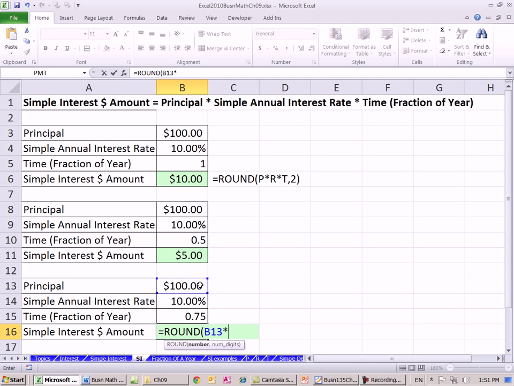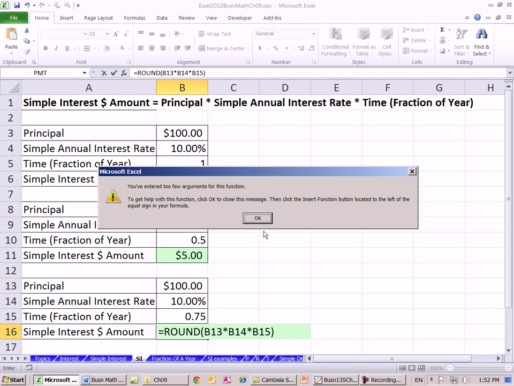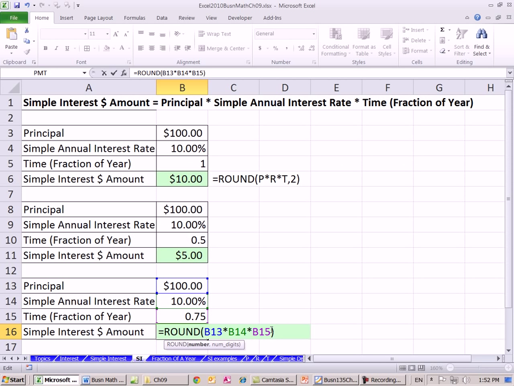Principal times rate times time. Time is always given as a fraction of a year. And then enter. Whoops. Luckily, that was being polite. What did I forget? Oh, I forgot to do comma and tell it which position to round it to, the penny.